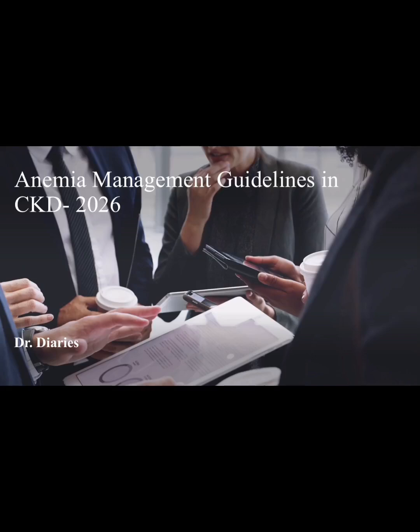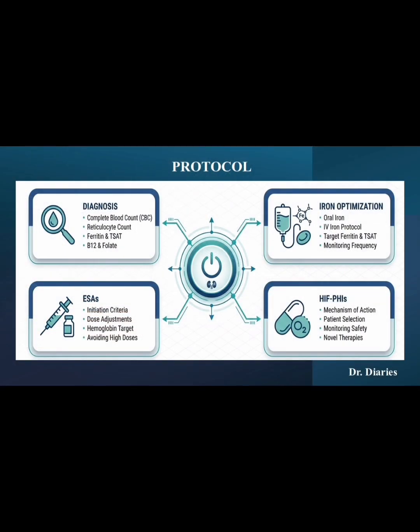Hi, let us now learn about anemia management guidelines in chronic kidney disease. In CKD patients, anemia management follows a structured protocol starting with diagnosis, like checking complete blood count, reticulocyte count, ferritin, TSAT, B12, folate, identifying reversible causes, correcting iron deficiency, and then initiating specific therapies like ESAs if needed.